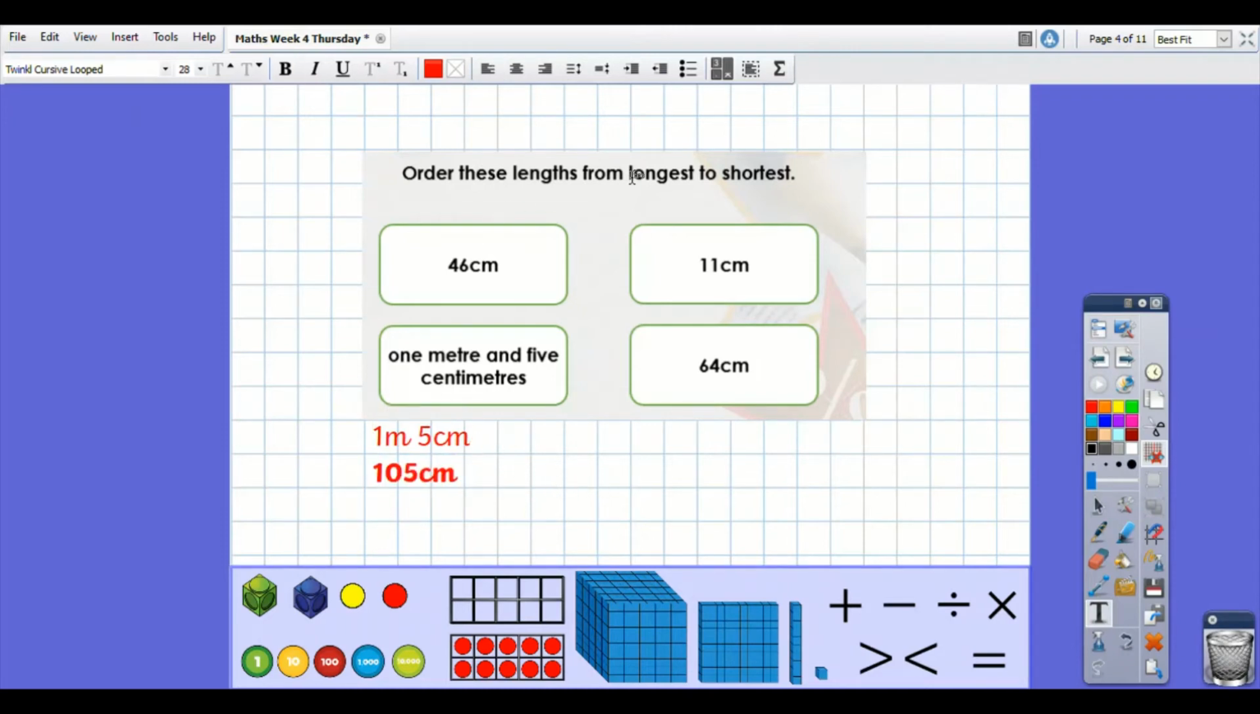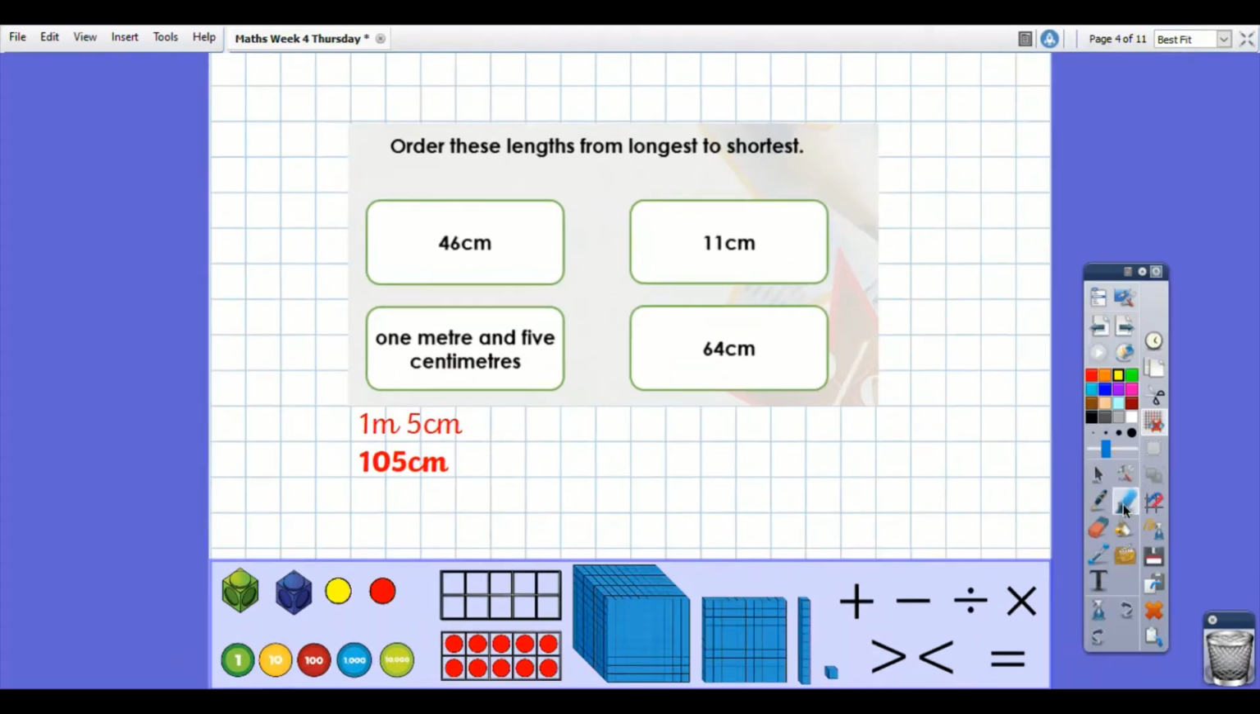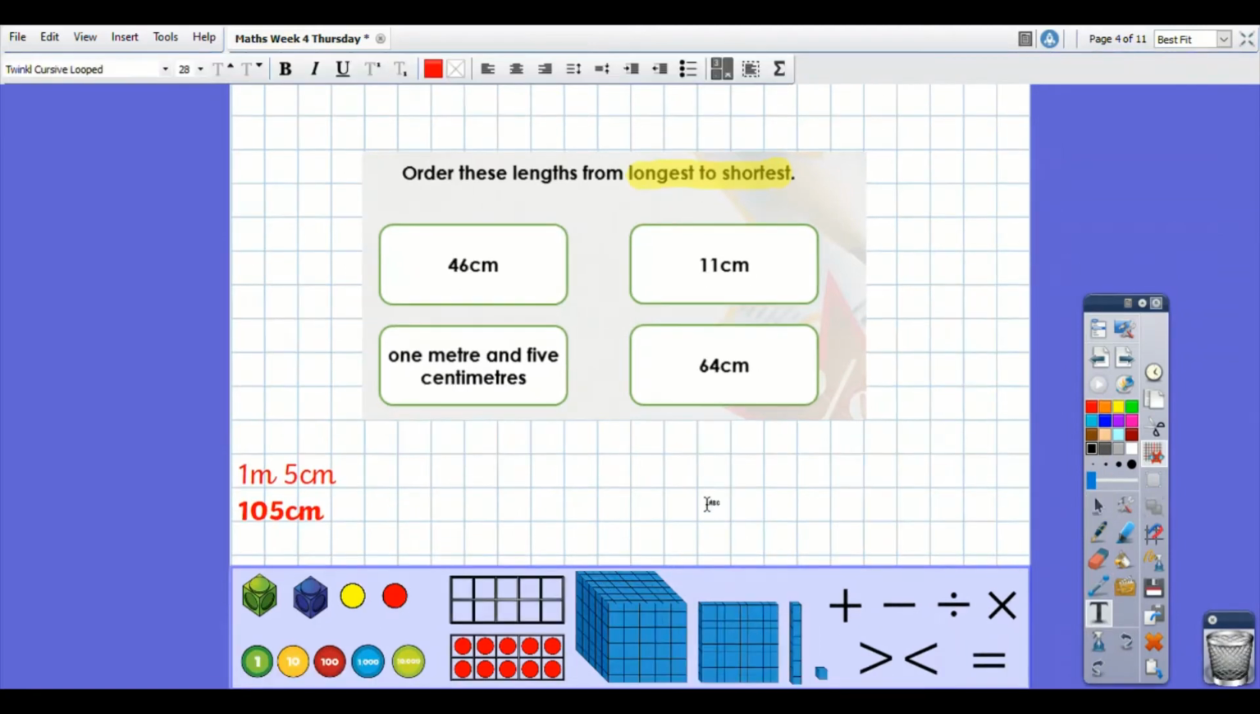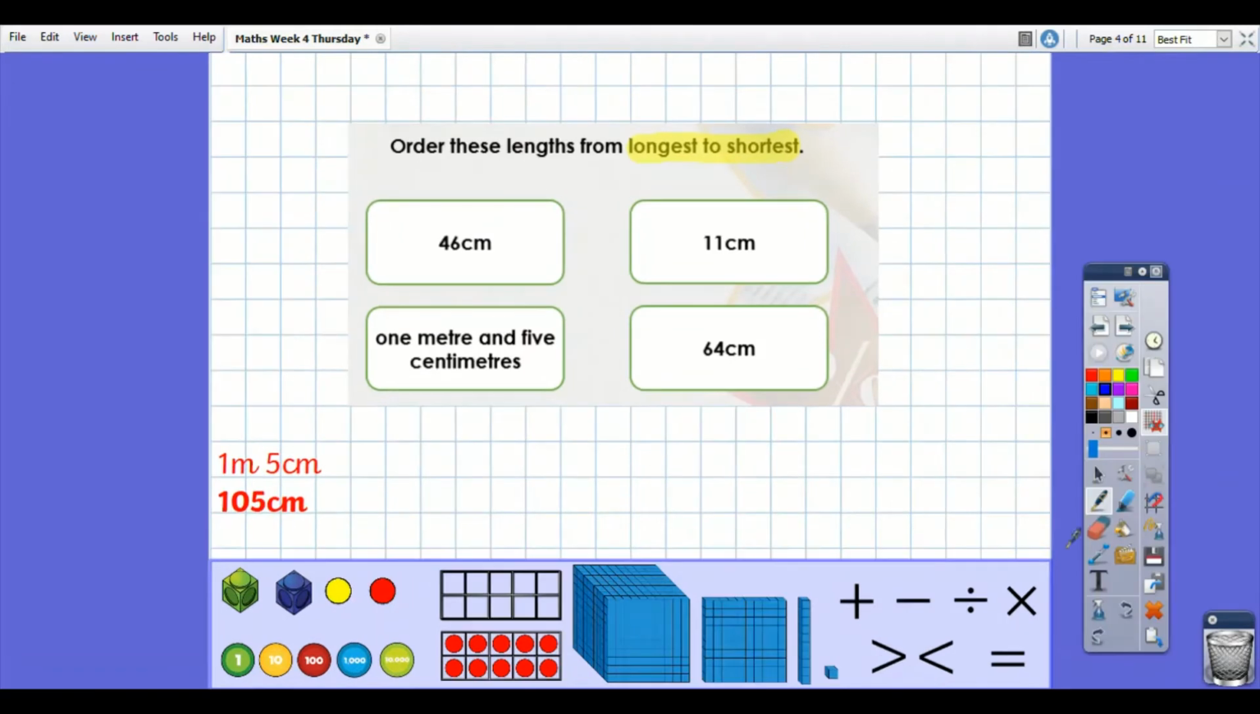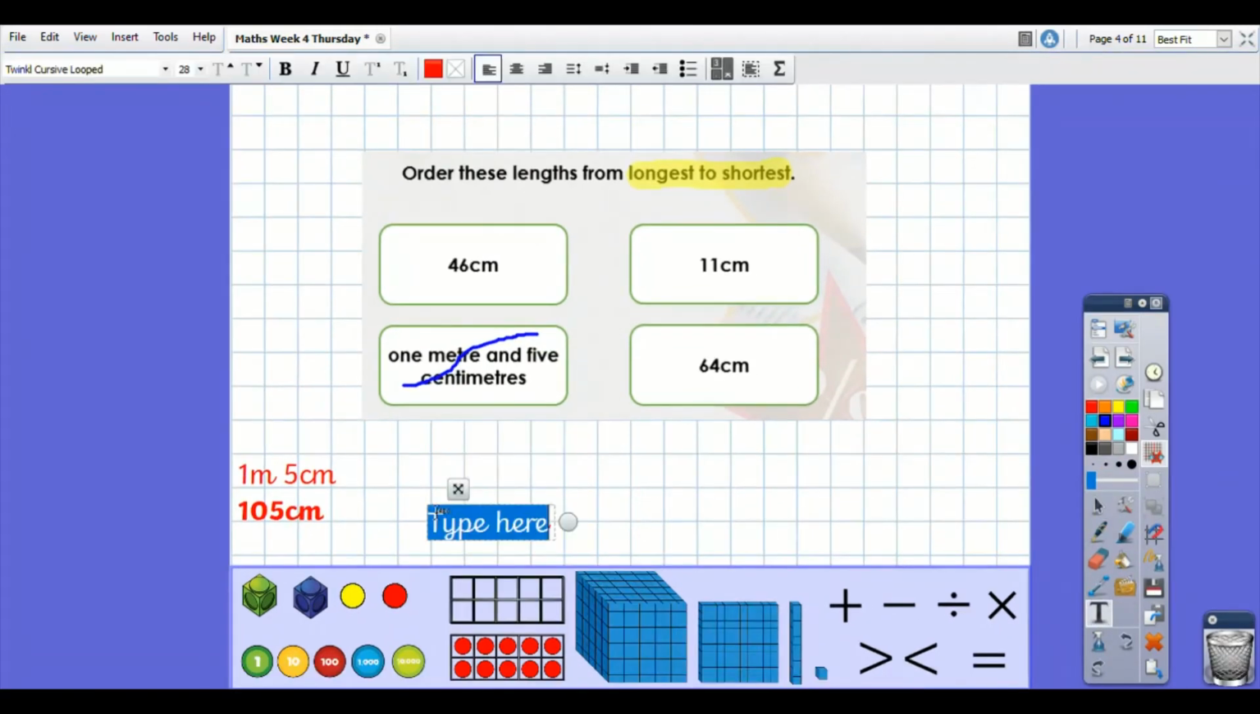Okay, and I'm going this time longest to shortest. So which is the longest length? I need to find the biggest number. So the biggest is 1 metre and 5 centimetres. So I'm going to pop that there. The next biggest, I'm going to cross that out actually because that will help me. The next biggest is 64 centimetres.